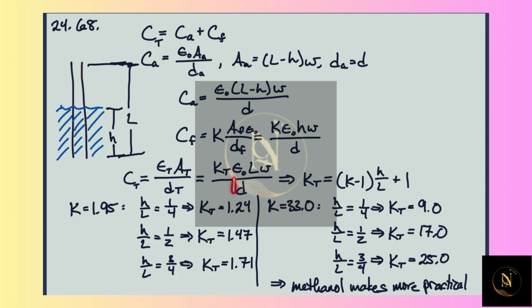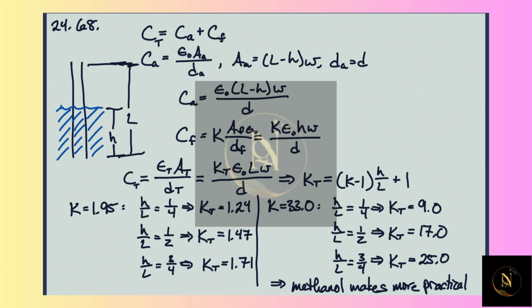So we get 1 when H is 0. When H over L is a quarter, we get 1.24. When it's half the way up, we get 1.47. When it's 3/4 of the way up, we get 1.72. And when it's all the way up, we get 1.95. So we go from about 1 to 2.